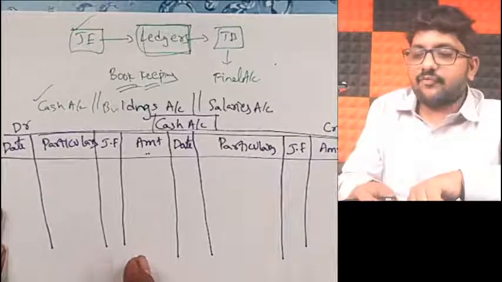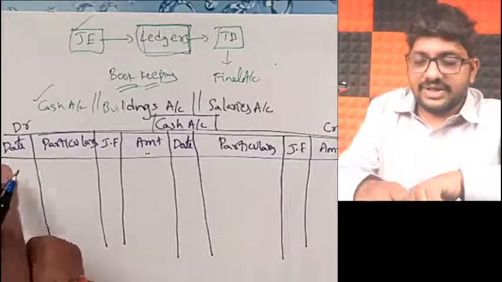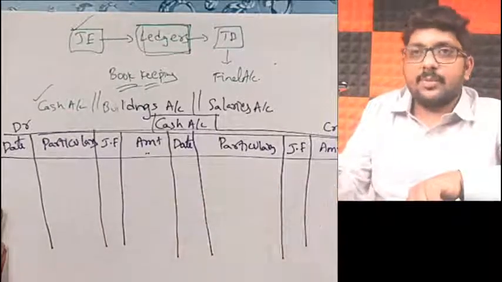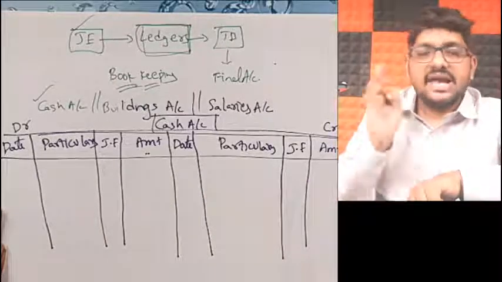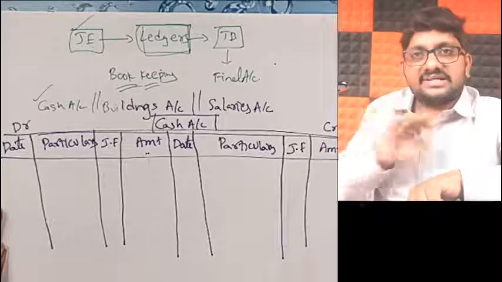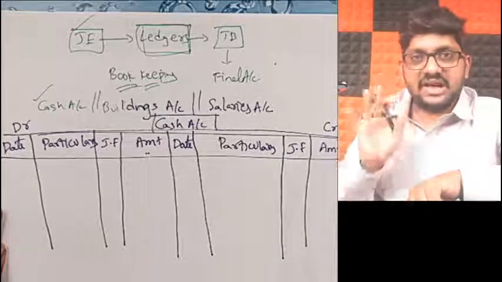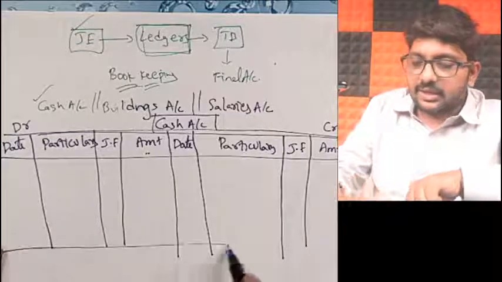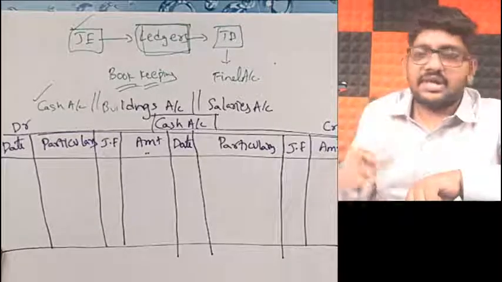Both will have four columns each: date, particulars, journal folio, amount. Similarly on the other side: date, particulars, journal folio, amount. We'll have it on both sides, debit side also, credit side also. Got it, friends? Now, this is how typically a ledger looks, the format of a ledger.